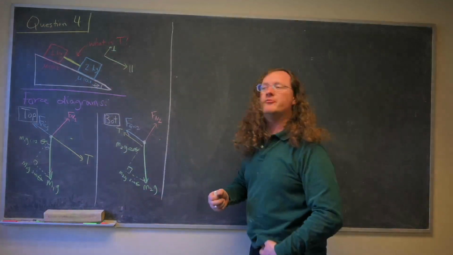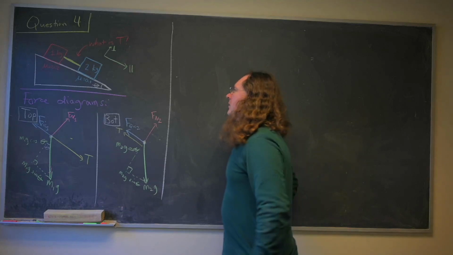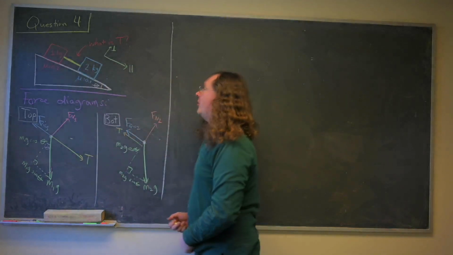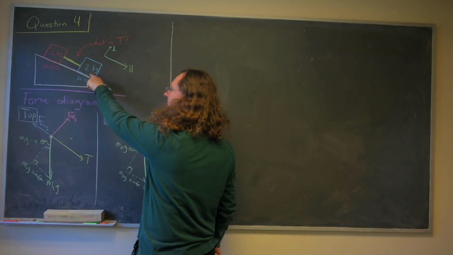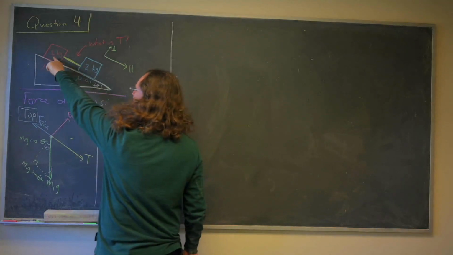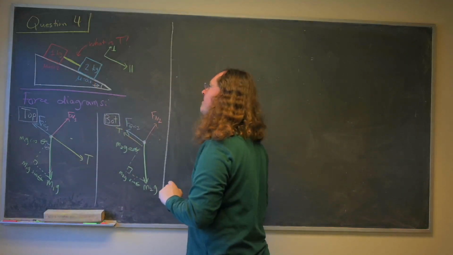This is the solution to question 4 on homework 4. We're asked to imagine two objects sliding down a slope. They've got different coefficients of friction, so left on their own, this one would accelerate faster because it has less friction. That one would accelerate slower because it has more friction.